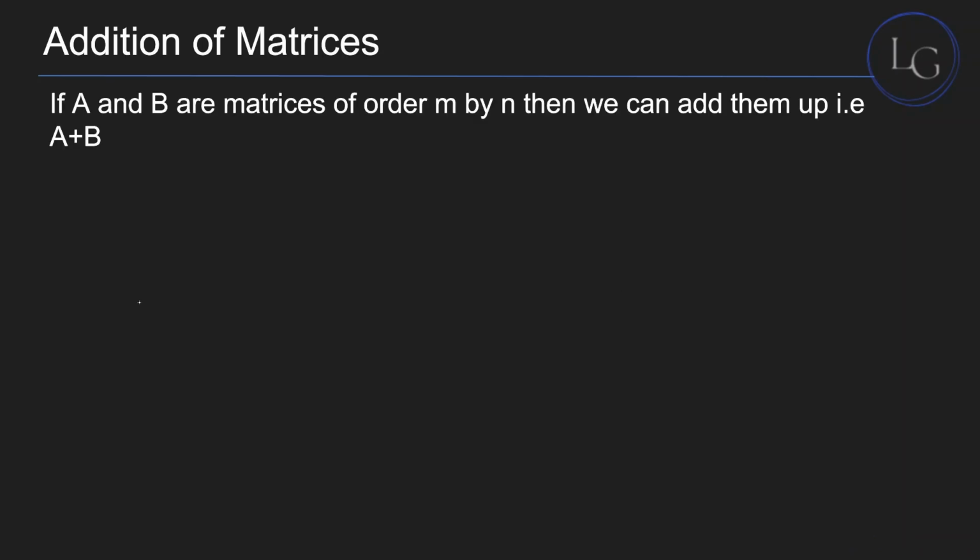Now, the addition of matrices. If we have matrices A and B, and they both are of the order m by n, so they have the same number of rows and the same number of columns, then we can add them up, as in A plus B. So the order of A must be equal to the order of B. And that is the only requirement we have to add A and B.